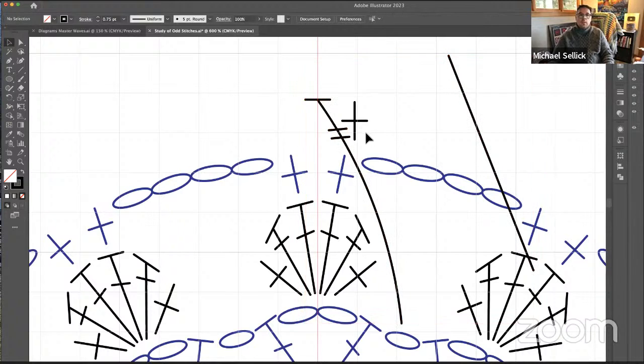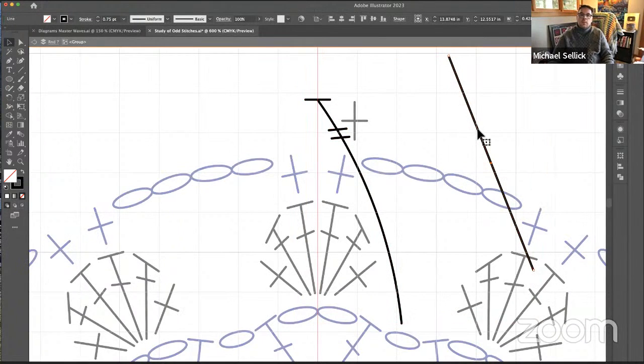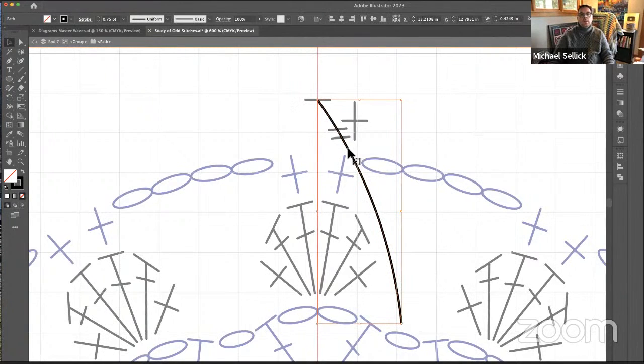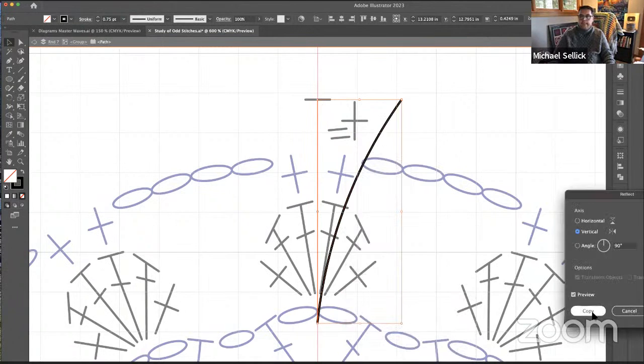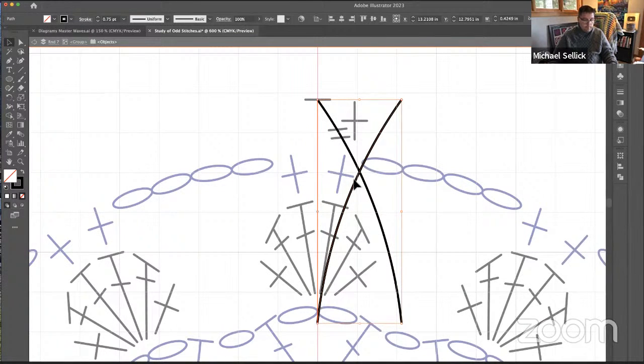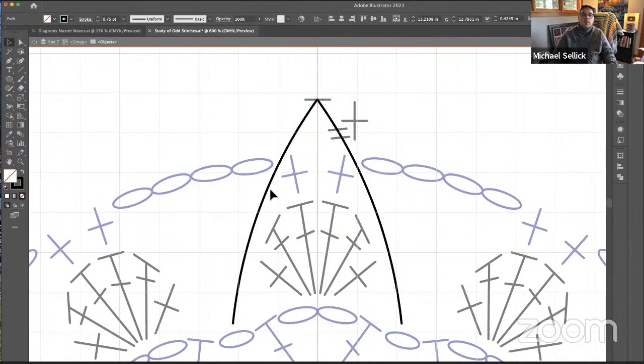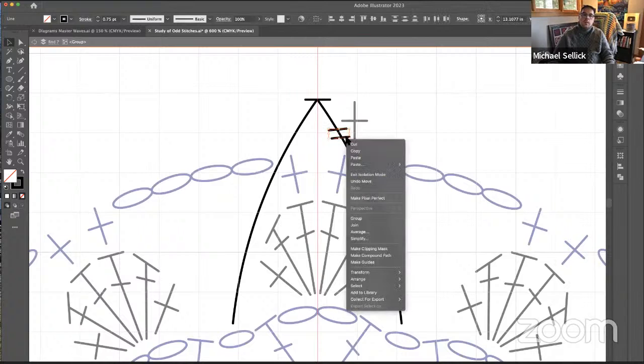Oops. So that one's gone, and now we just need to reflect this line right here. Range, reflect it, copy it, and move it. And I'm also going to take these guys here. And I'm also going to reflect it.